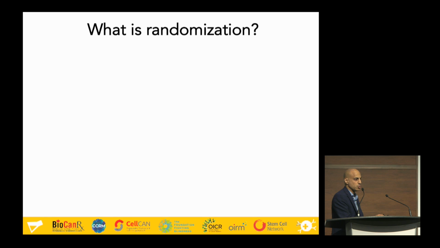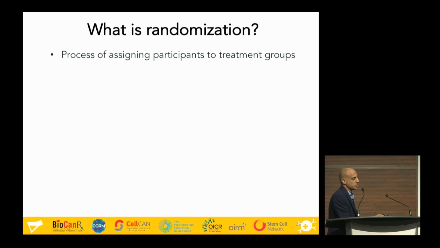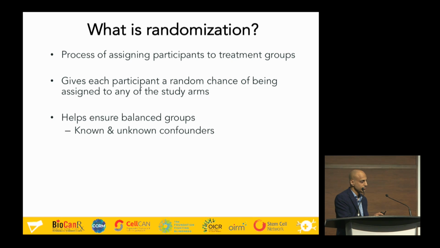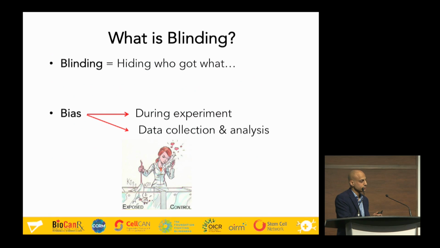So in terms of randomization, what is it and how do we actually implement it? Well, randomization, just put simply, it's the process of assigning participants to treatment groups. So in other words, it gives each of your mice, your participants in your trials that you're running in the lab, a random chance of being assigned to any of the study arms that you have in your experiments. This helps ensure balanced groups. It helps balance known and unknown confounders. And as well, if you actually operationalize randomization, it keeps your statistical test that you're actually running at the end of your experiment honest and valid as well.